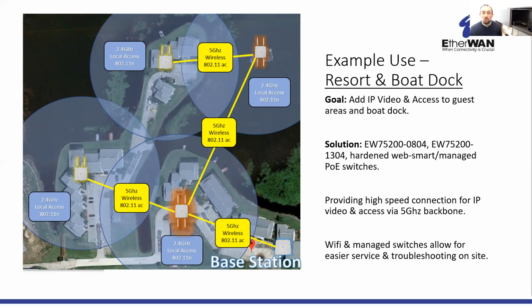So this used multiple radios of long-range links and Omni antennas, some hardened switches to power those devices out at the remote buildings, out at my remote dock. And again, allowing that Wi-Fi is going to let you remotely manage that for remote troubleshooting. And if you went with WebSmart or managed switches, you'll have remote access to that layer of troubleshooting as well.